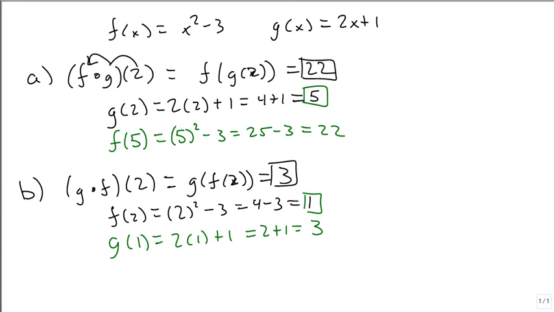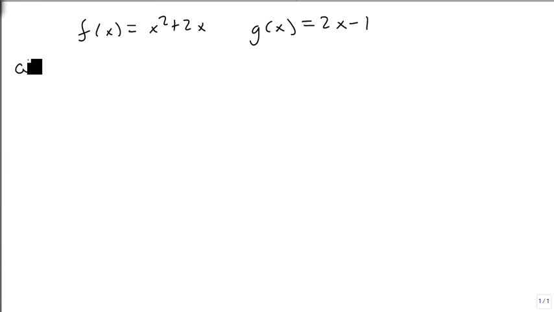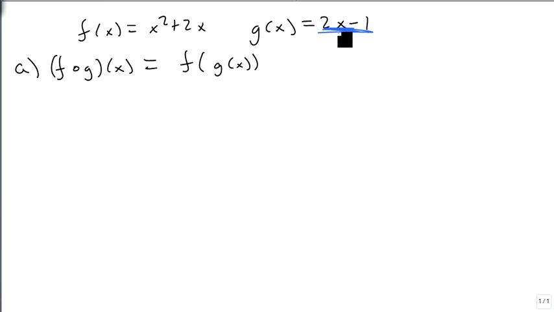Now, some of the times, what you're most interested in isn't a specific composition. You want to know about the general composition. So let's say f of x is x squared plus 2x, and g of x is 2x minus 1. And suppose what I want to know is what's f composed with g of x. So remember, this is f of g of x, and this is actually what we're going to do. Since we don't know what x is, we're just going to take whatever g of x is and plug it into the parentheses. So we want to know what f of 2x minus 1 is.